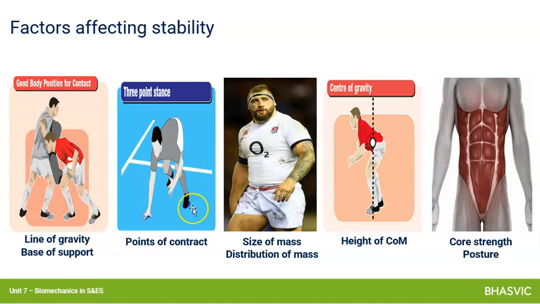Having more or less points of contact. If you balance on one foot, you're very vulnerable. If you put another foot down, you're more stable. If you have a third point of contact or a fourth, you're even more stable. Mass affects your stability. Objects with a greater mass can be more stable, harder to topple, harder to move, harder to make imbalanced.